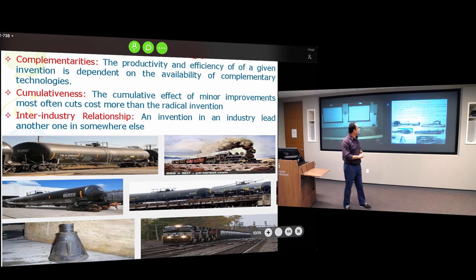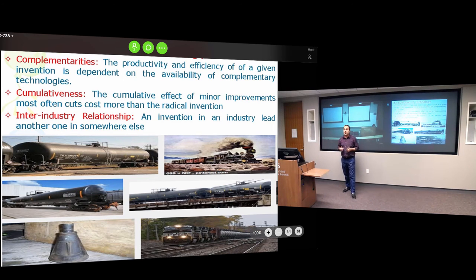And the last sub-theme is inter-industry relationship. An invention in one industry is usually a driver of another invention in another industry. If we think about, for example, electricity, electricity is not just light. It was initially used as light, bringing light to the houses, but then it was used in household chores, and in computers everywhere. So it entirely changed the American economy as we understand it today.